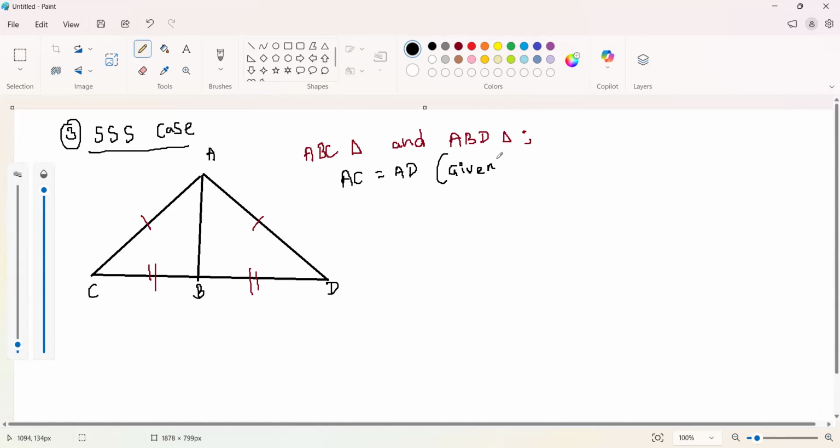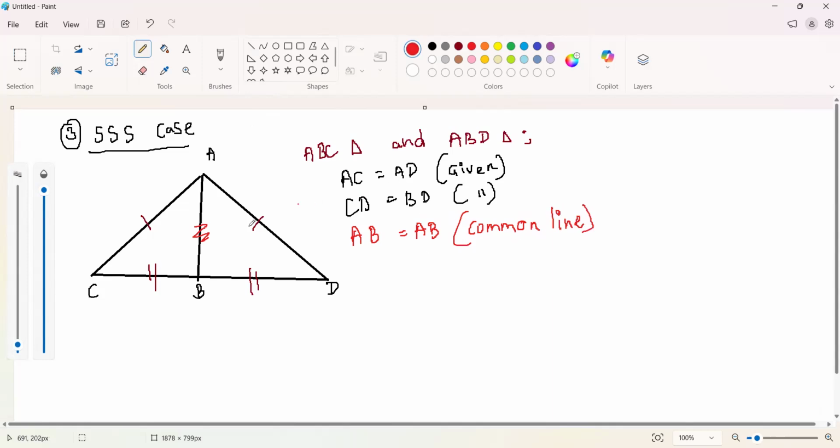One line and one line. Secondly, two line and two line. What is that? CD is equal to BD. It's also given. They are having a common line. Can you see? They are having a common line. What is that? AB is equal to AB. It's the common line, placed between them.